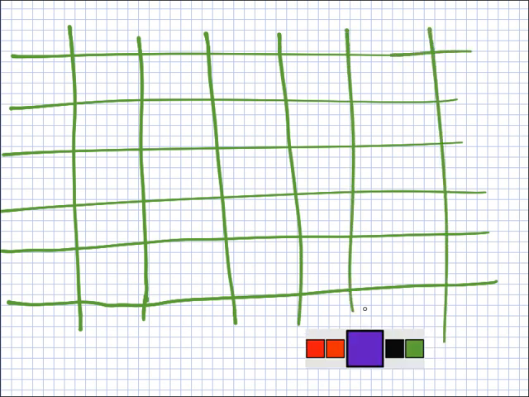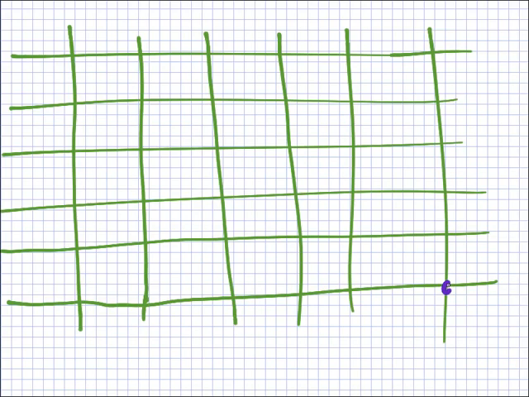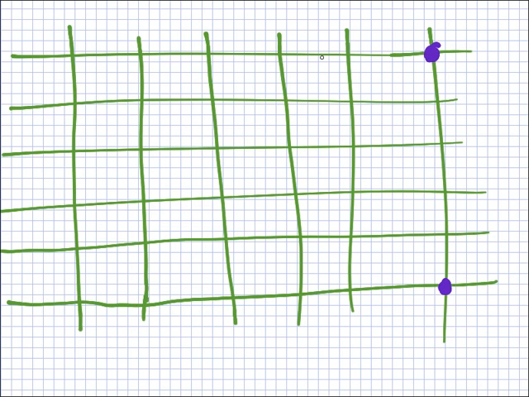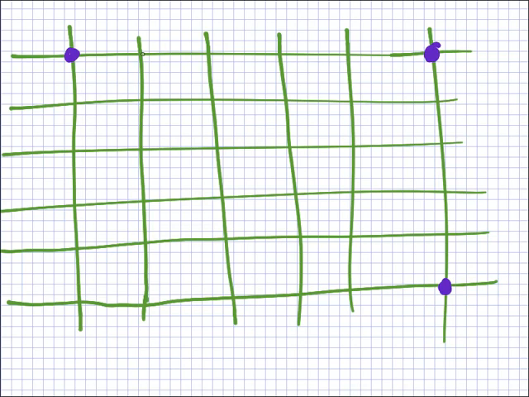Okay, let's begin. So, a man walks 5 steps north. So he starts here, and then he walks 1, 2, 3, 4, 5 to here. Yeah? Then 5 steps west, 1, 2, 3, 4, 5. Then 1 step east, and 1 step south. Okay, anyways, we'll draw this in a moment.